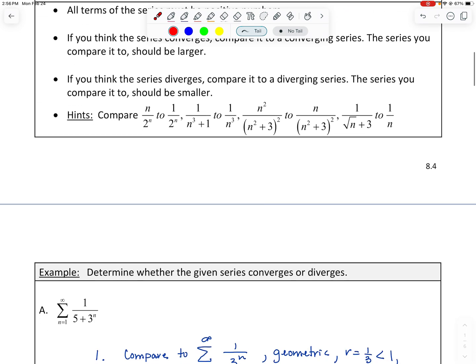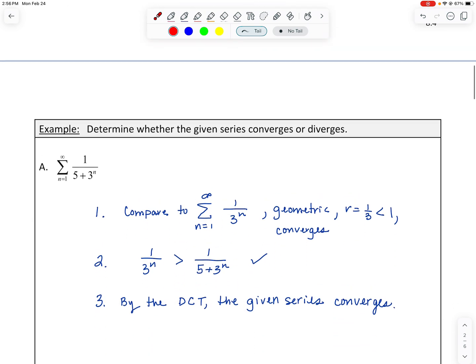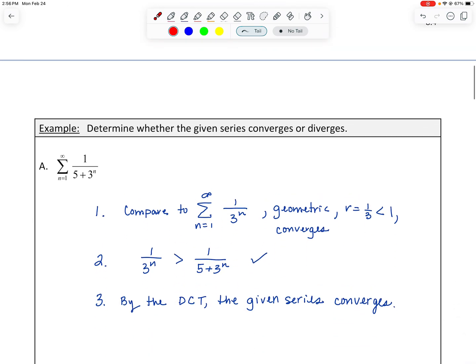So let's just give it a try here. In this example, I have the series where the nth term is 1 over 5 plus 3 to the n. So I'm going to compare it to the series 1 over 3 to the n. So basically the same thing, except I got rid of the 5. So it's a simpler series. This is a geometric series where your ratio is 1/3. That's your ratio, and that's less than 1, so this converges. So if this guy's converging, we want this to be the bigger series than the original.